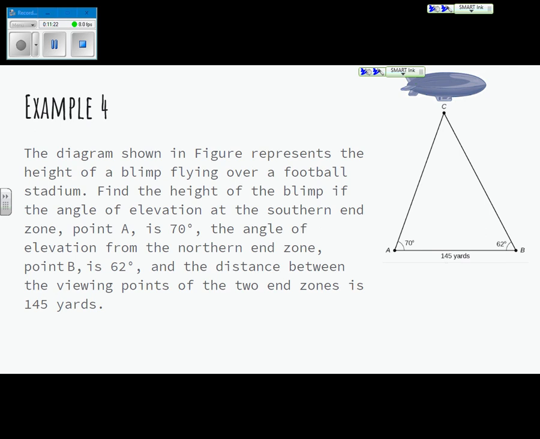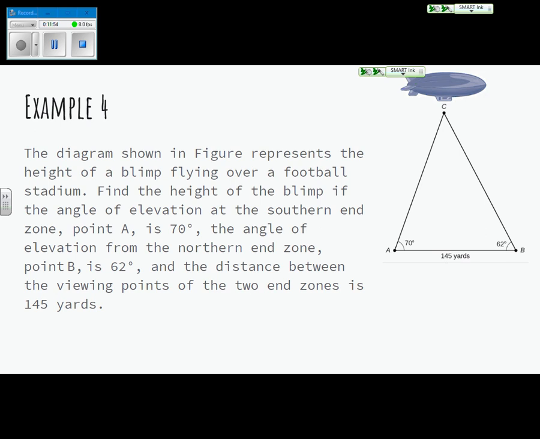Find the distance between the viewing points of the two end zones, which is 145 yards. I want to find the height of the blimp. All right, finding the height of the blimp.